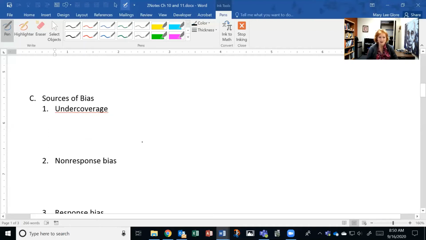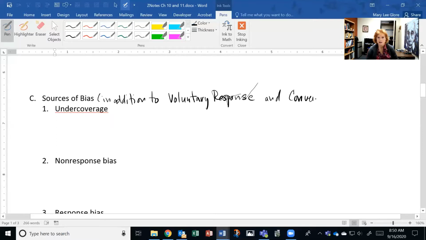All right, undercoverage. So here now there are sources of bias, in addition to the voluntary response and the convenience bias. What the heck is going on here? Okay, undercoverage is when some portion of the population is left out.